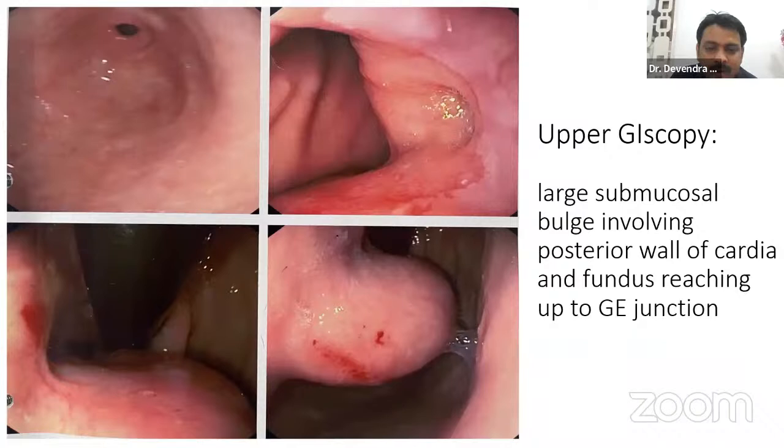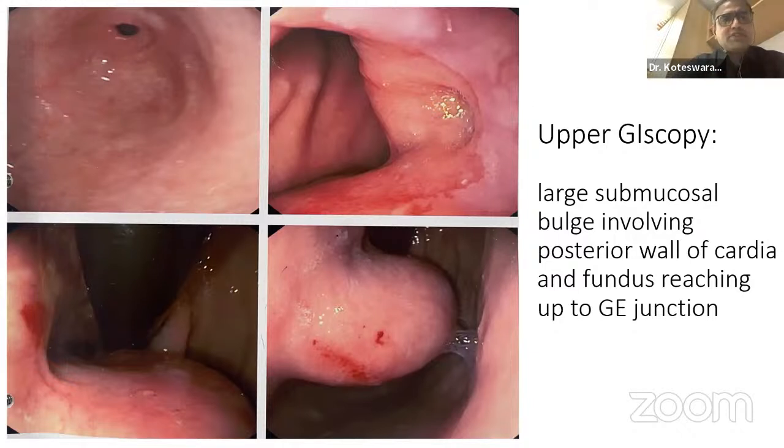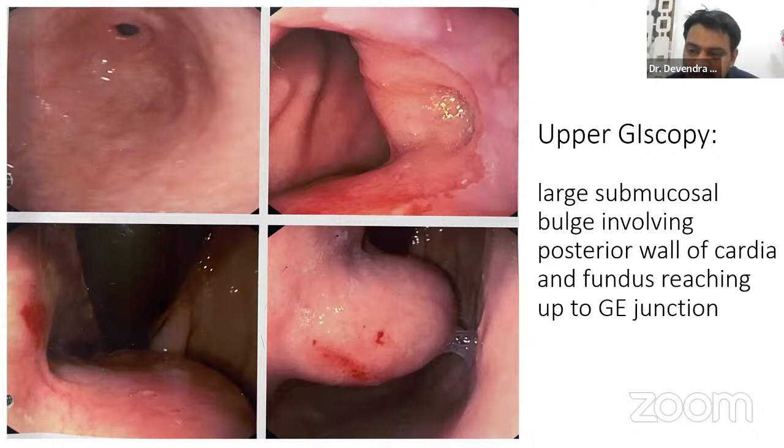This is the endoscopic finding. Would you like to do biopsy, Dr. Koteswar? Sir, as the upper GI scope is showing a submucosal bulge, as well as CT scan images are showing the mucosal layer is smooth, I would like to go for the endoscopic ultrasonography, if possible, as well as biopsy, sir. So would you like to go for biopsy in this case? Yes, sir. Okay, and modality will be endoscopic ultrasound guided biopsy.